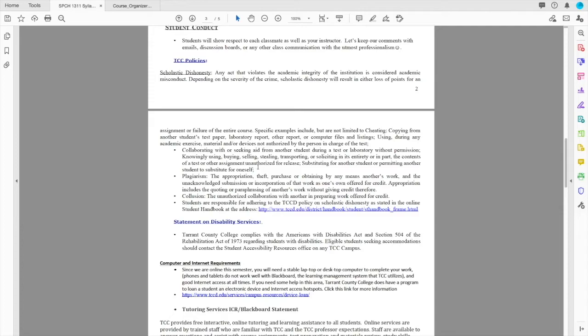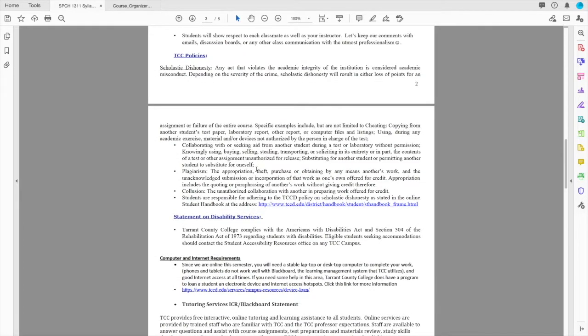I do have a cite generator on the speech information link on your Blackboard that you can view and see how you cite a source using APA or MLA format. I don't really mind which one you use as long as you cite your sources.